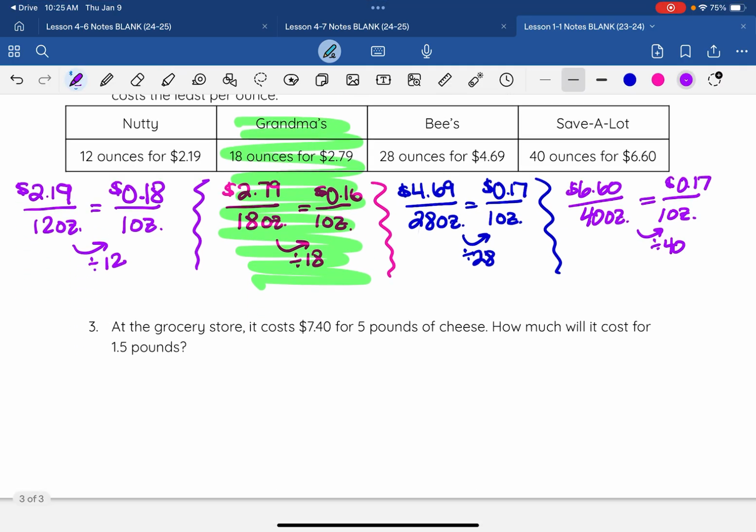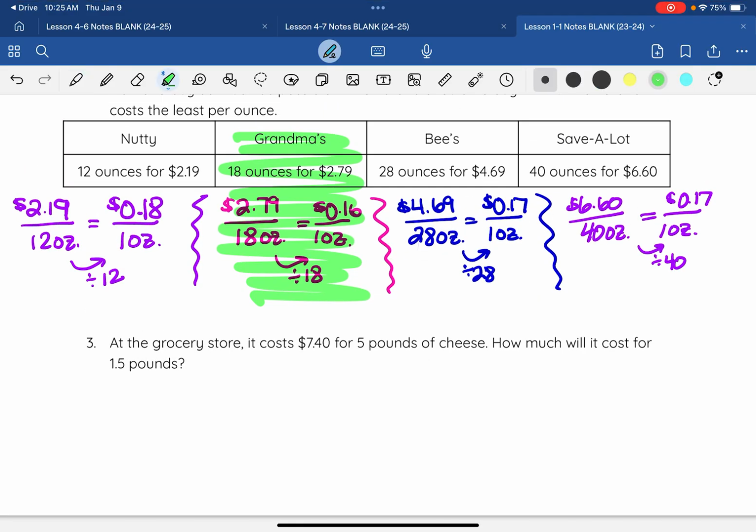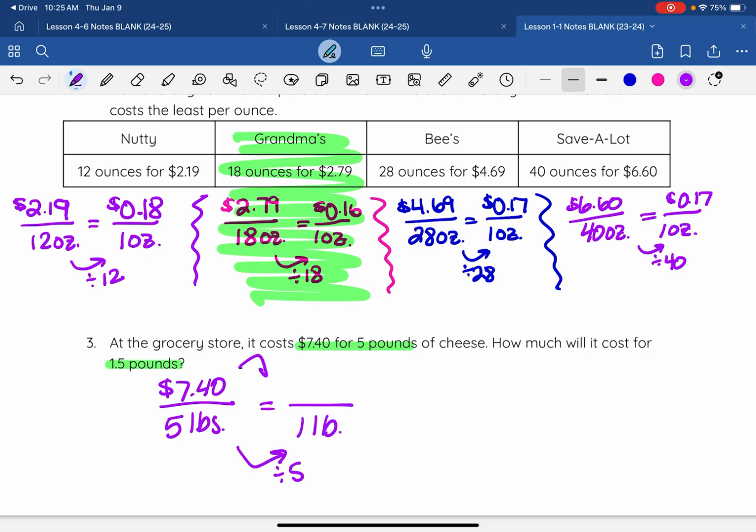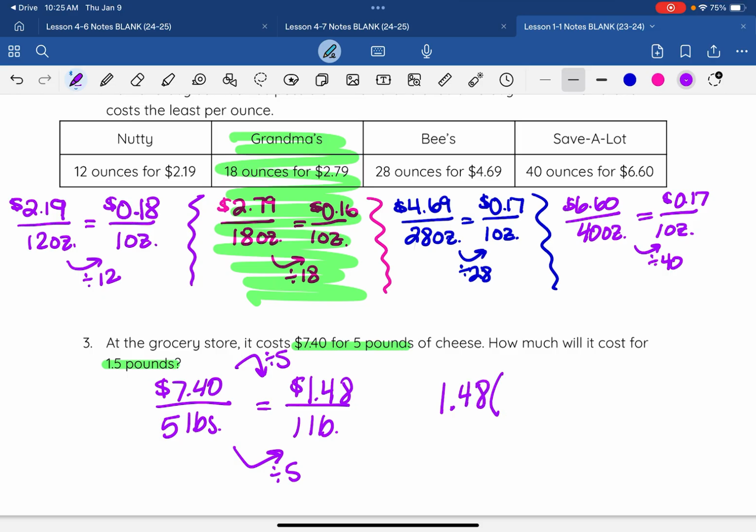Okay, our last question here, it says at the grocery store it costs $7.40 for 5 pounds of cheese. How much will it cost for 1.5 pounds of cheese? So I have $7.40. Remember, money always goes on the top. For 5 pounds. I want to get that down to 1 pound, so we would divide by 5. And I would get $1.48 per pound. And I want to know how much it is for 1.5 pounds. So I'm going to take 1.48 times 1.5, and I would get $2.22.